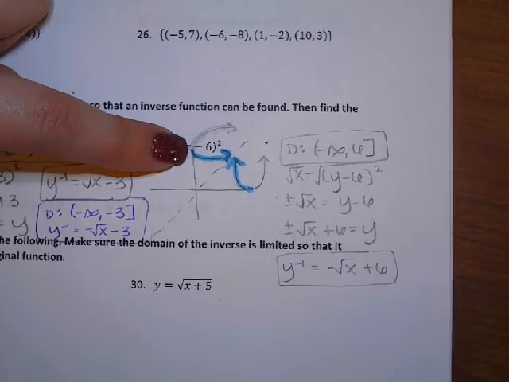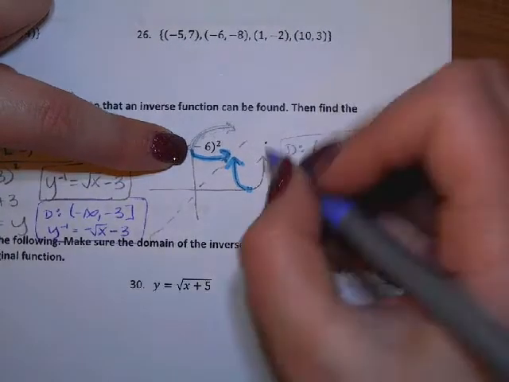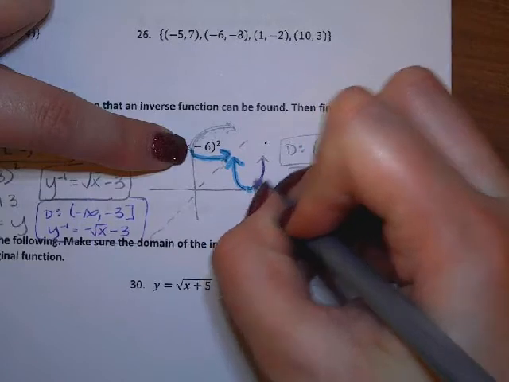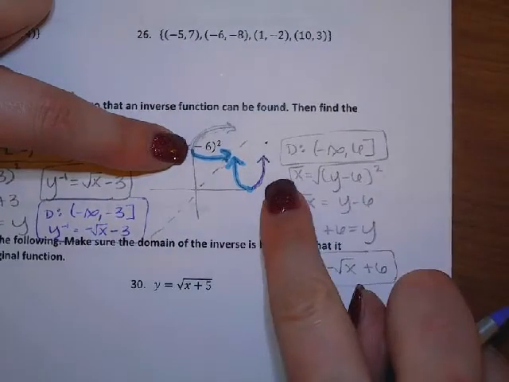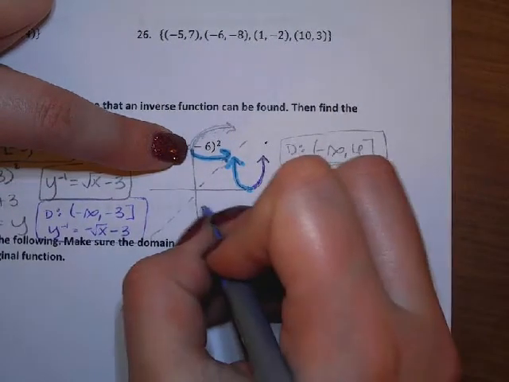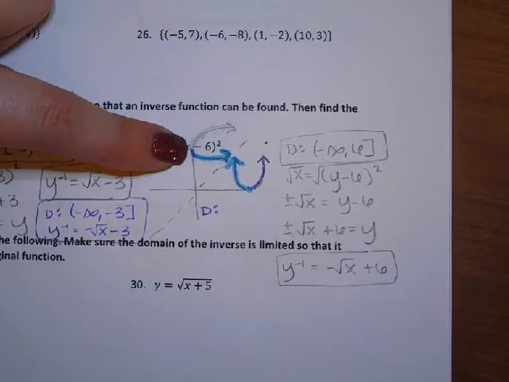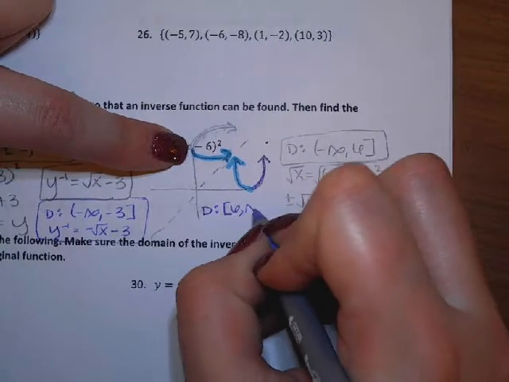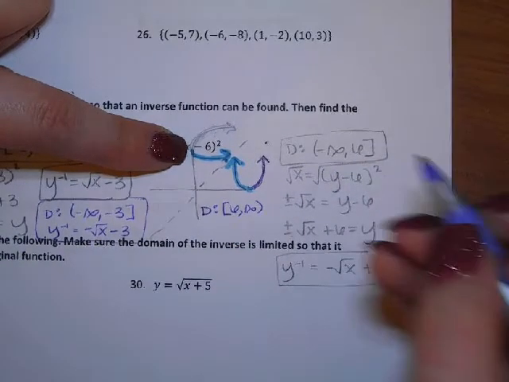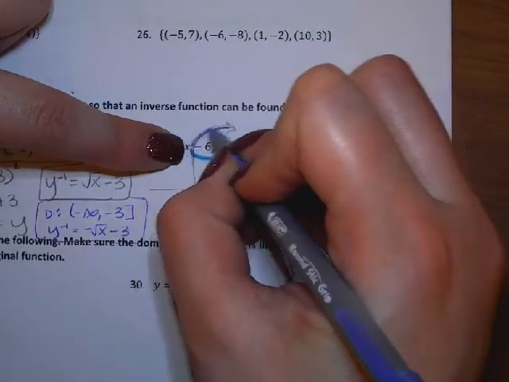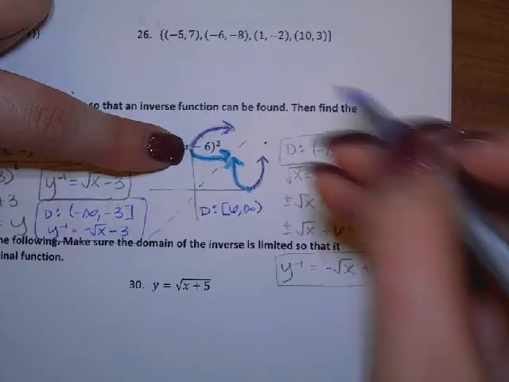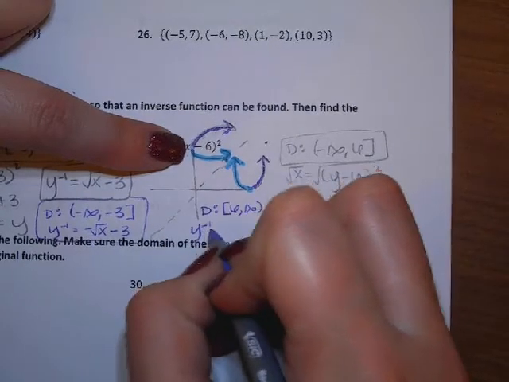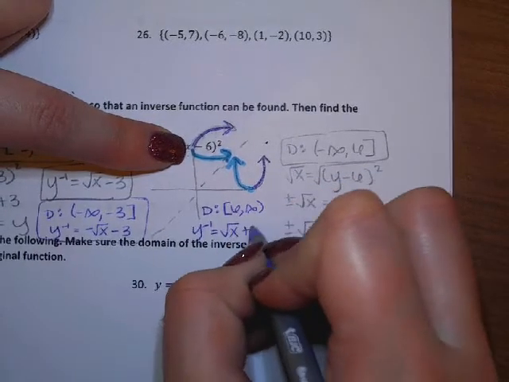Or the other version is to keep the right side. So what's the restricted domain for the right side? 6 to infinity. And then what's the inverse function that matches up with it? The positive version, square root x plus 6.